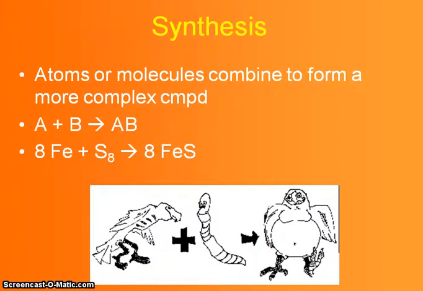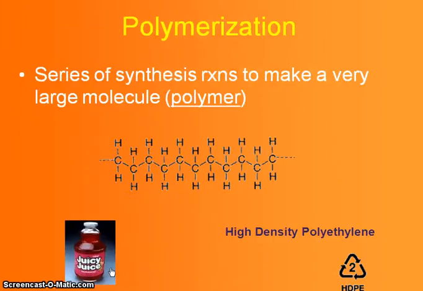For synthesis reactions, these are ones in which you take either individual atoms or smaller molecules and combine them to make a more complex compound. So just a general formula, A plus B gives you compound AB. Here I give you the example of iron plus sulfur gives you iron sulfide. So combining smaller pieces to make a larger compound.